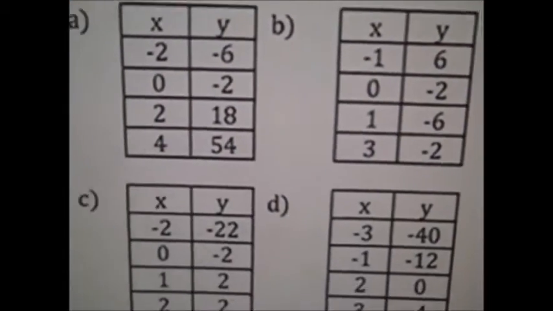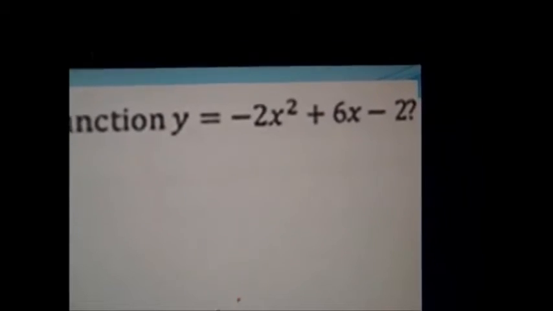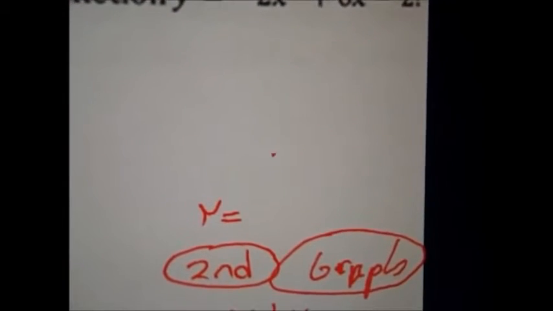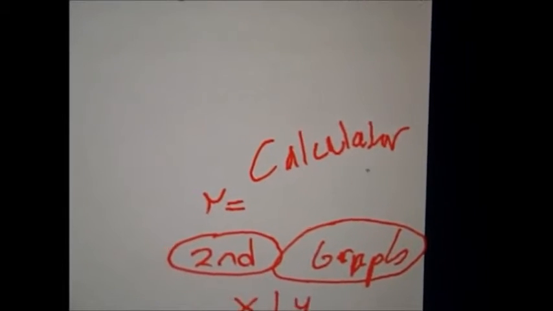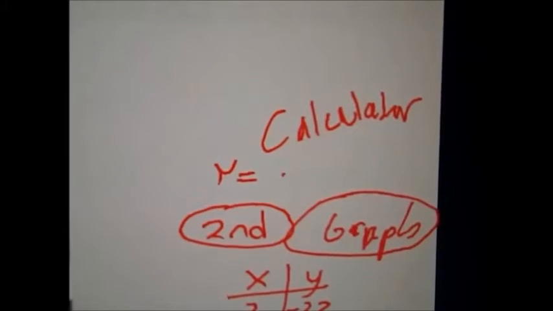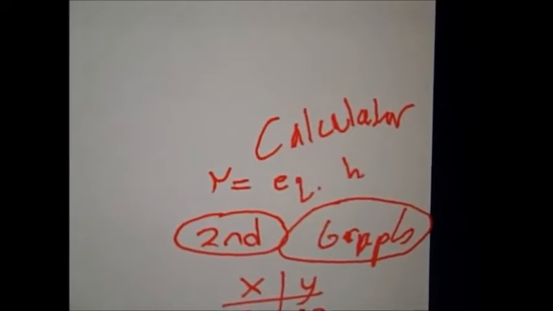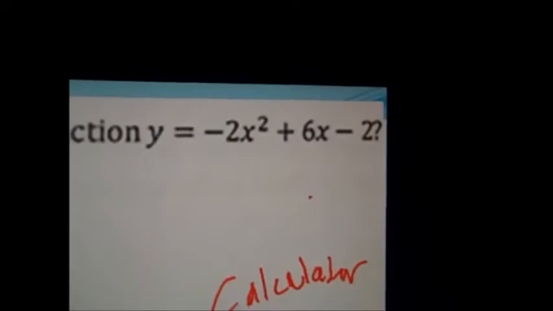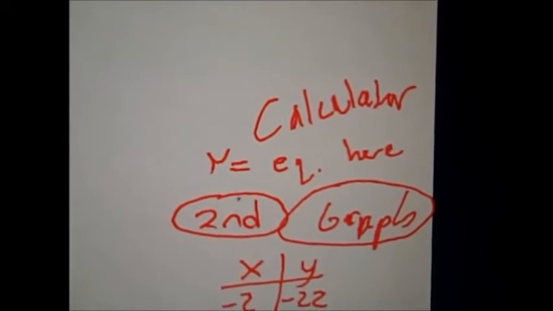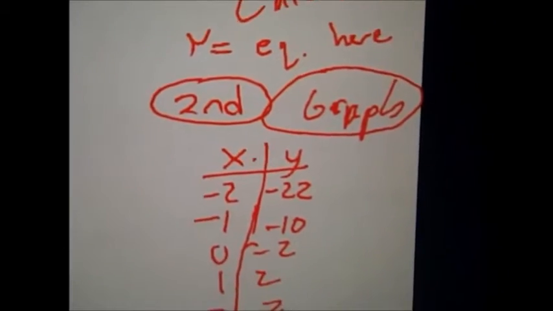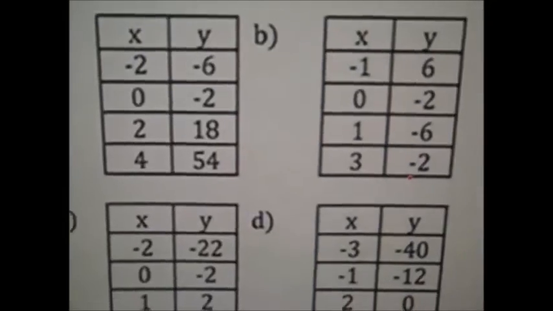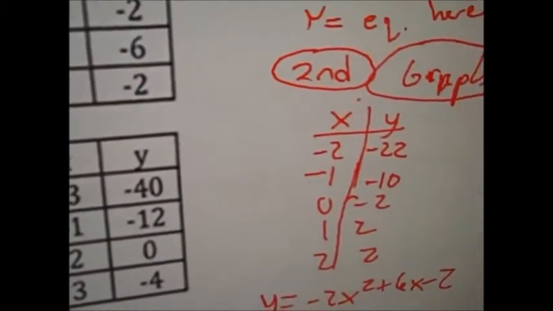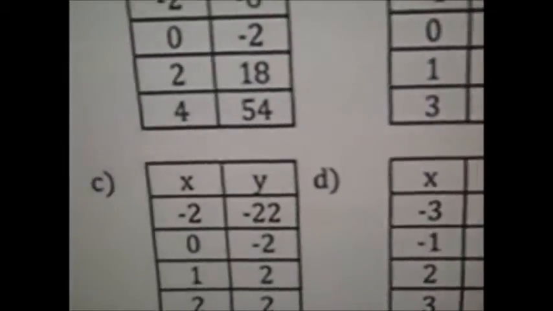It wants the correct table from this equation. The best way to do that is to go to the calculator and then go to y equals, type in this equation, then go to second graph and look at the table on the calculator. The one that matches the table on the calculator would be the correct one. In this case, -2, -22.